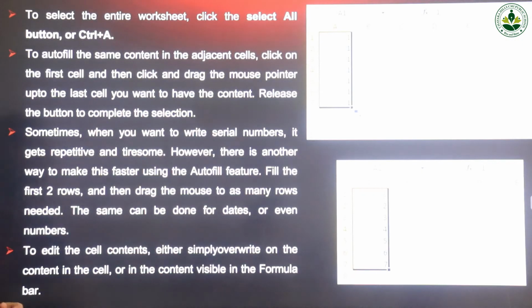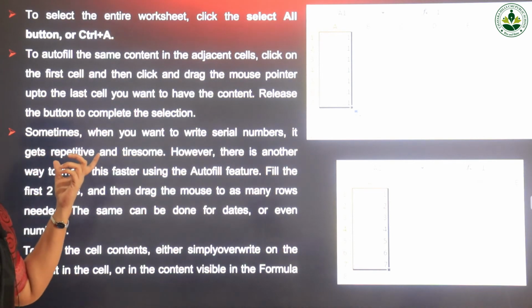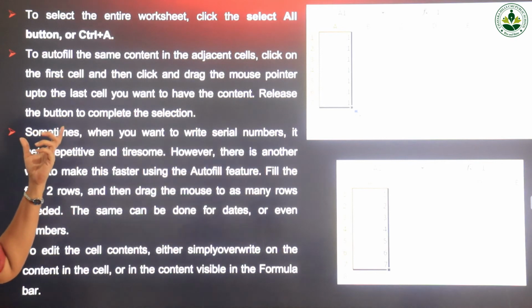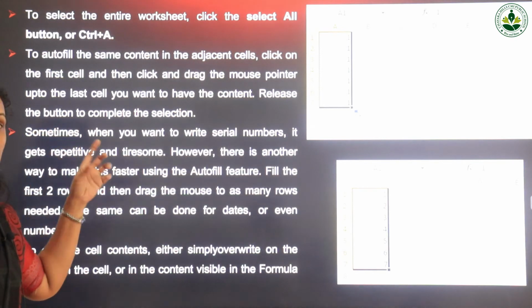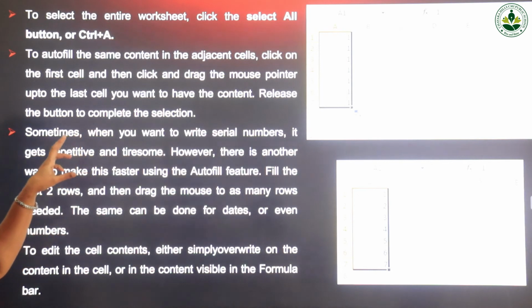Then, to select the entire worksheet, click the select all button, or you can use Control plus A. By pressing the control key, press A also.